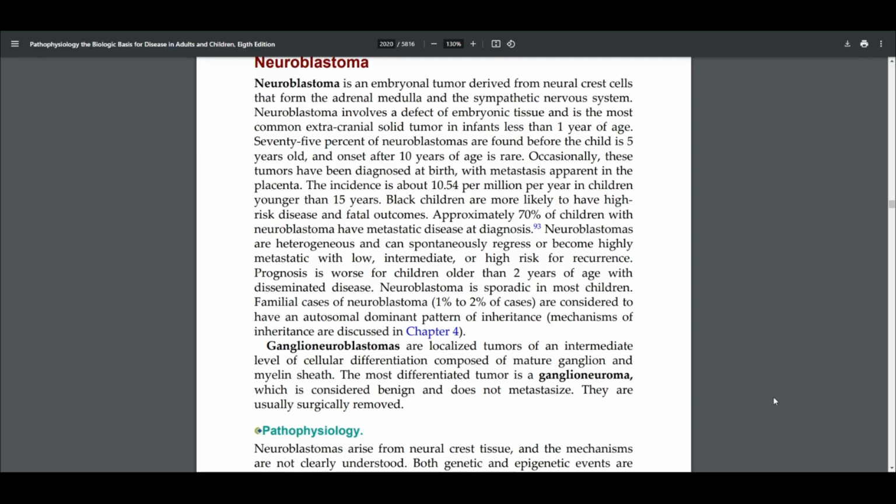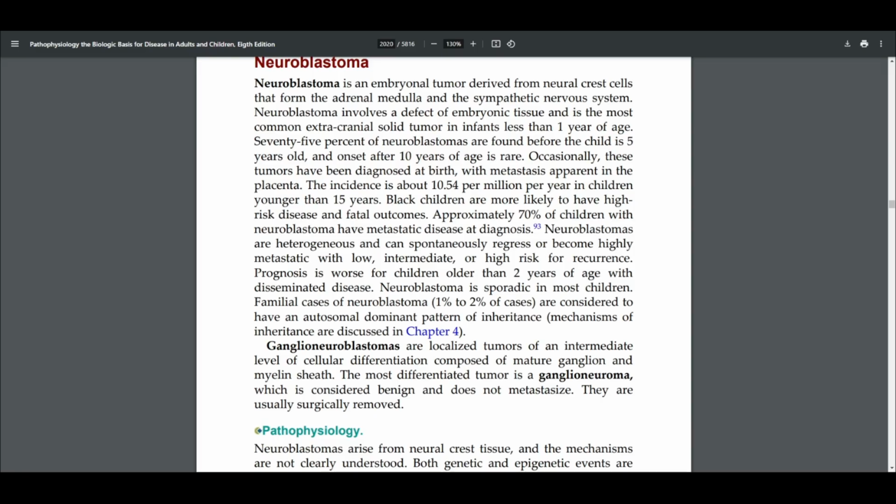Neuroblastoma is an embryonal tumor derived from neural crest cells that form the adrenal medulla and the sympathetic nervous system. Neuroblastoma involves a defect of embryonic tissue and is the most common extracranial solid tumor in infants less than 1 year of age. 75% of neuroblastomas are found before the child is 5 years old, and onset after 10 years of age is very rare.